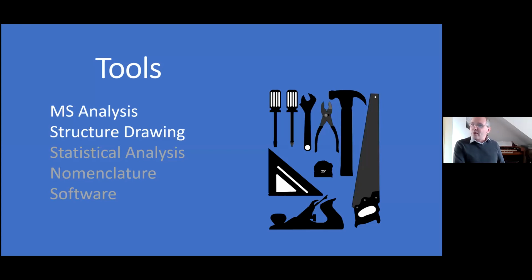So to start off with, on the tools section, there are 5 tabs on the tools page, of which 3 I've grayed out because they've already been talked about to some degree by people this week, which leaves me to talk about the mass spec analysis tools and the structure drawing tools, which I'll touch on very briefly, because I think they're all very self-explanatory. So they don't need me to talk you through them in any great detail.